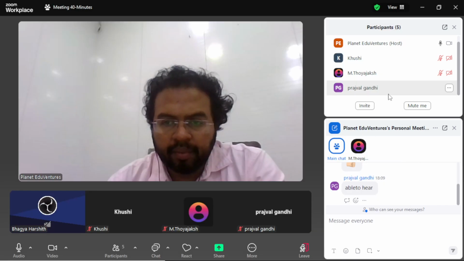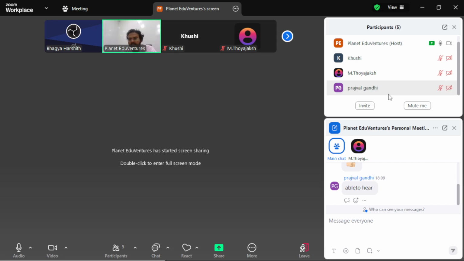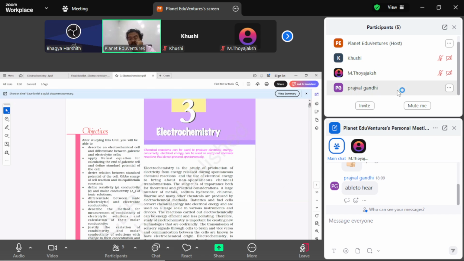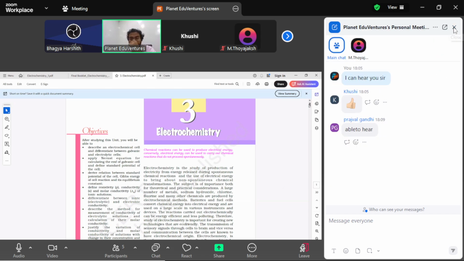Snapshot of the electrochemistry chapter of CBSE, so that we can discuss the JEE part also. If you see this chapter, it says that electrochemistry is the study of production of electricity from energy released during spontaneous chemical reactions, and the use of electrical energy to bring about chemical reactions.